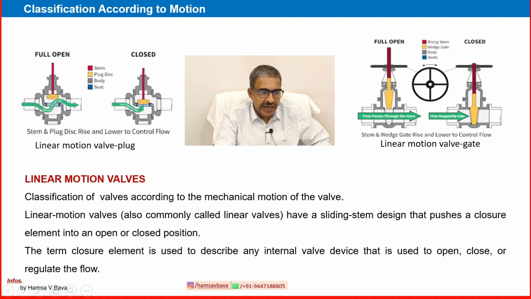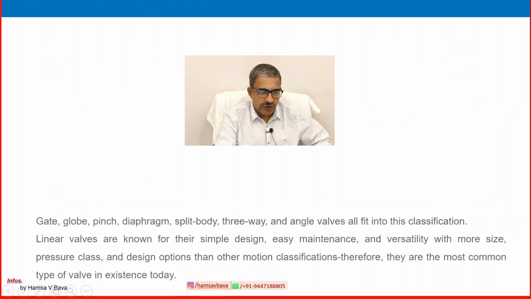Another one, you can see here, is a plug valve. It is also a linear motion valve. The opening or closing element is moving up and down, so it is a linear motion valve. This is the flow path. Just pause the video and watch this carefully to understand. Any internal device that is used to open, close or regulate the flow, that is a linear motion valve.